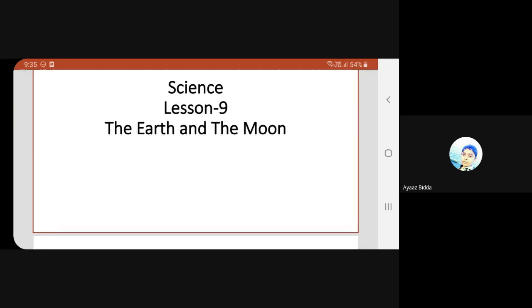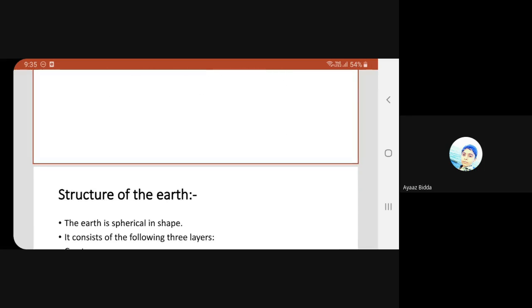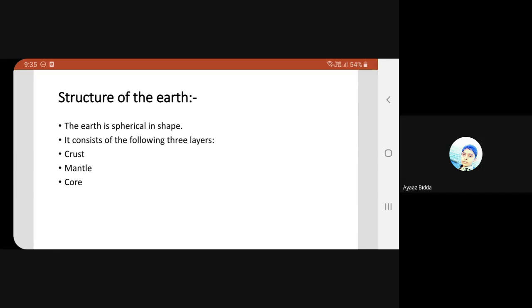About the Earth, we will learn only about the structure of the Earth, and all the remaining details are about the moon. Now, can you see the very first topic of this chapter, structure of the Earth? Yes, ma'am. Okay, now see, Earth is not circular in shape. It's not like a disk either, but it is spherical in shape. How is the shape of the Earth? Spherical. Yes.